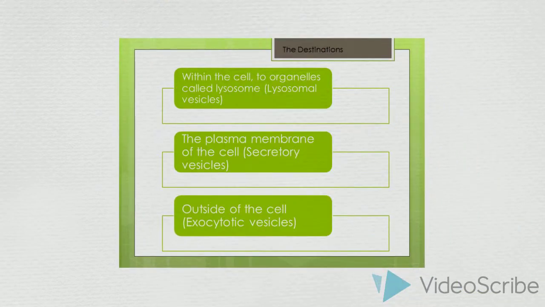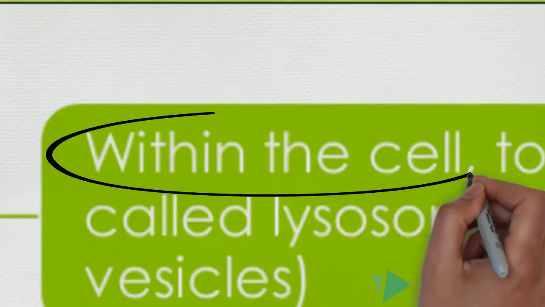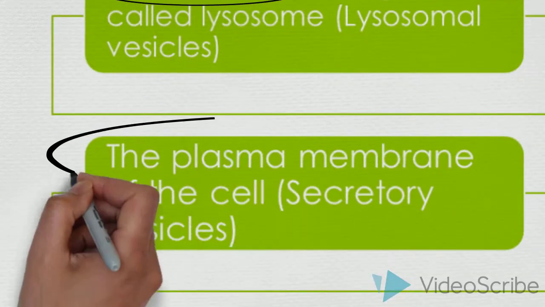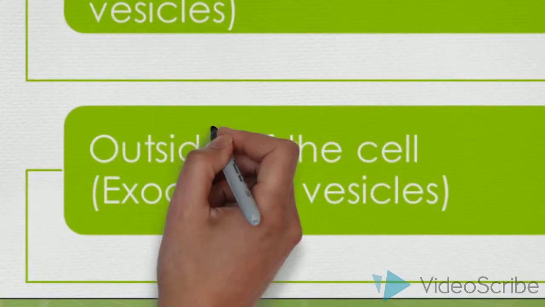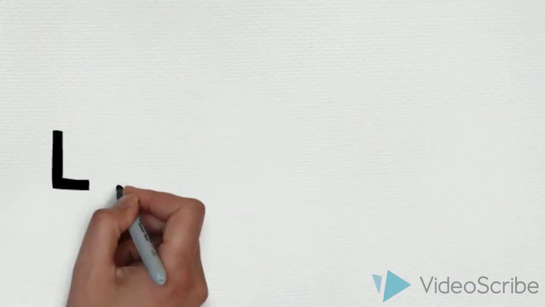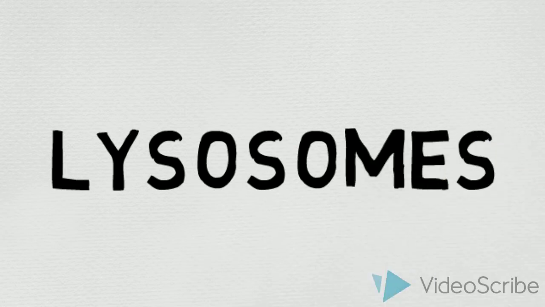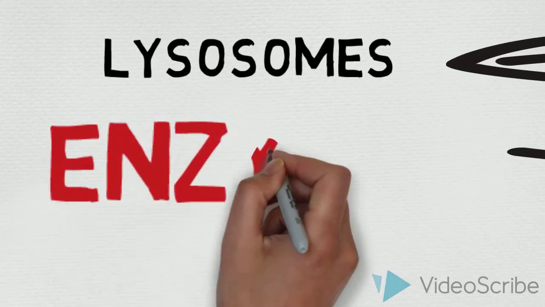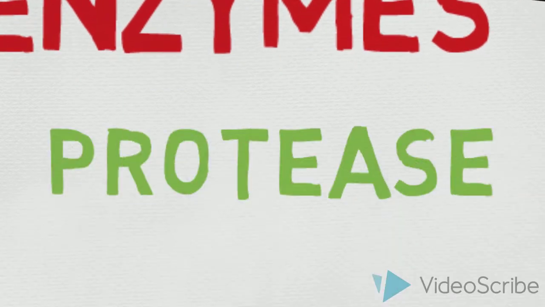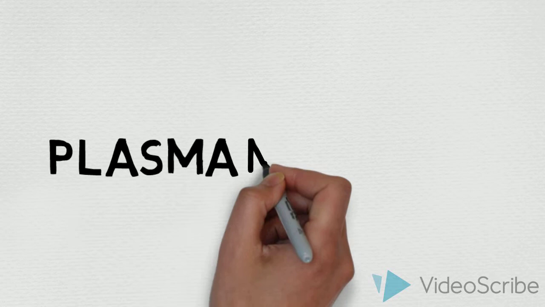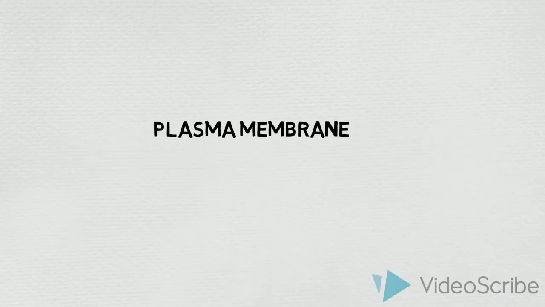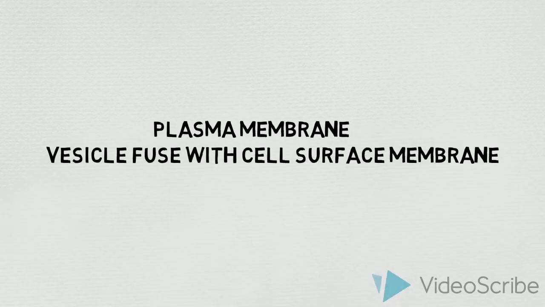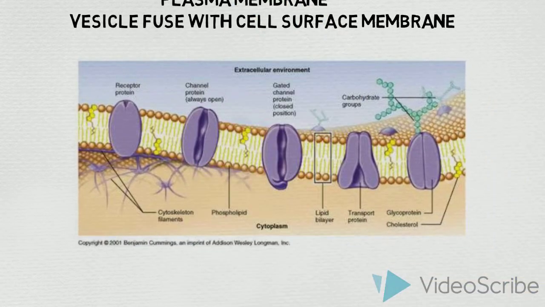And these locations are within the cell, to the plasma membrane, and outside of the cell, depending on the substance. Within the cell, it's sent to the lysosome. Primarily, enzymes which contain protease will be sent to the lysosome. Whereas in the plasma membrane, vesicles fuse with the cell membrane to form carrier and channel proteins in the phospholipid bilayer.